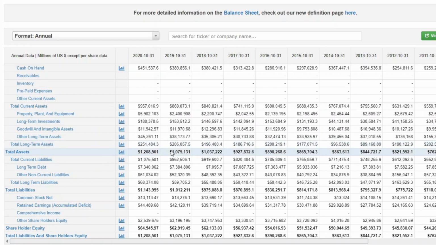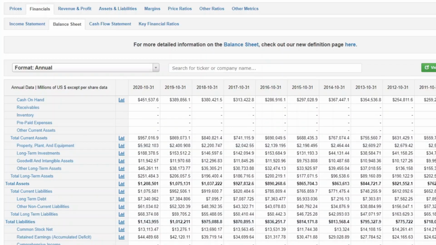The balance sheet identifies the total assets and the total liabilities of the company. Therefore, what it means is that if the company sold all of its assets and paid off all of its debts, all of its liabilities, the shareholder equity is what's left. The shareholder equity is the net worth of the company.